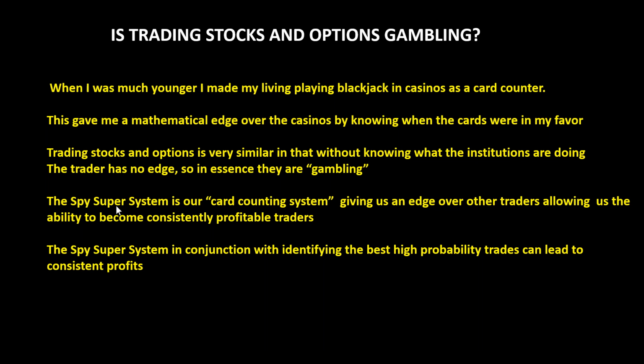So what I say is the SPY Super System, which is the software I'm going to show you, is my card counting system. It gives me an edge over the other traders, allowing us the ability to become consistently profitable traders. It's the same thing I use for making money at blackjack. It's the same thing I use to trade. It's the same theory. You have a methodology and a system to identify when institutions are in the trade. And the SPY Super System, in conjunction with identifying the best high probability trades, can lead to consistent profits.